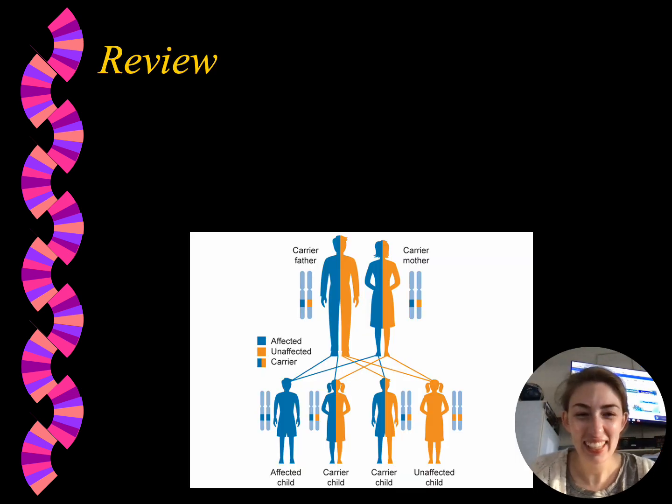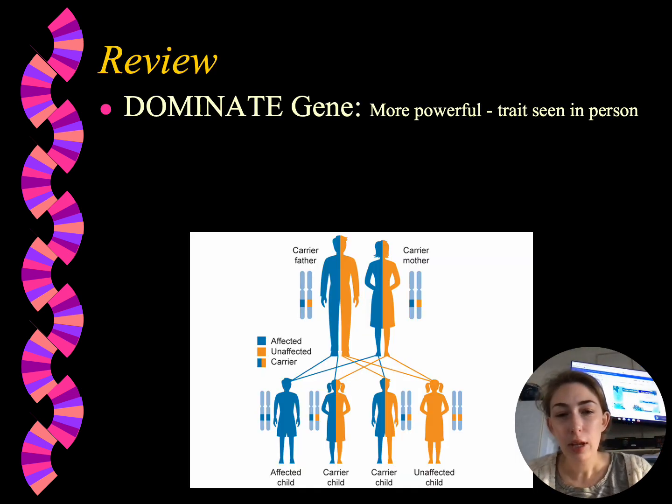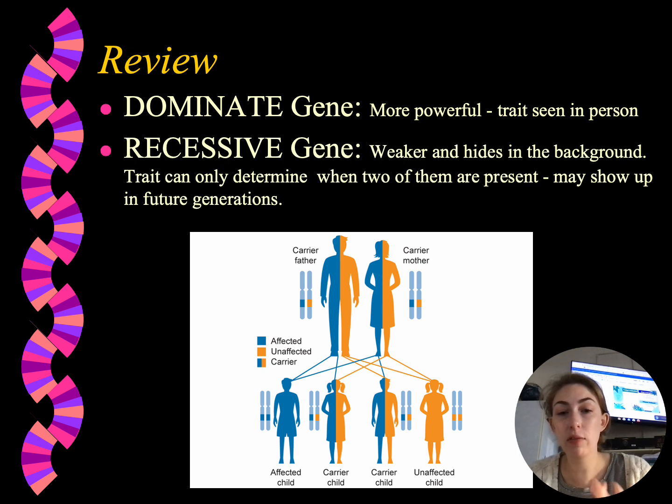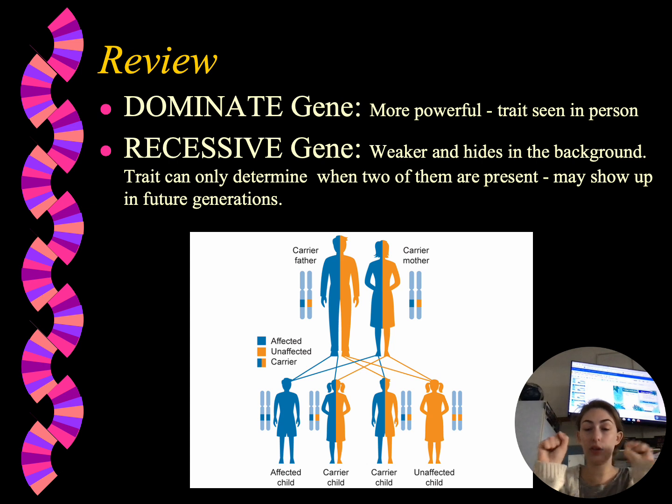Now, quick little review. Remember, a dominant gene is going to be more powerful, and so that's a trait that's going to be seen. Versus our recessive gene is going to hide in the background unless you have two recessives. If you have two recessives, then you're going to see that recessive trait. Otherwise, the dominant is going to hide that recessive.